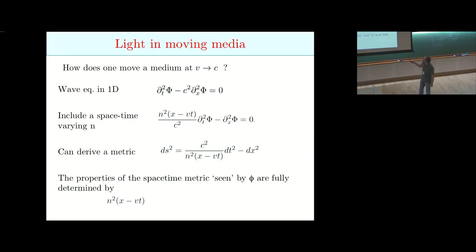Okay, so my field here, whatever it is, it's not important. It can be electrons, it can be photons. I'll be talking about light, so I'll just stick with the photons. But my field phi sees a space-time metric which is determined by, in this case, since I'm talking about photons, the refractive index.